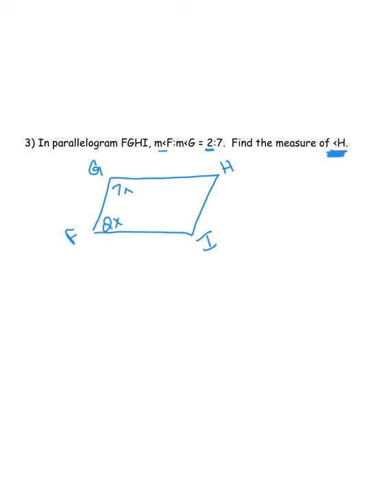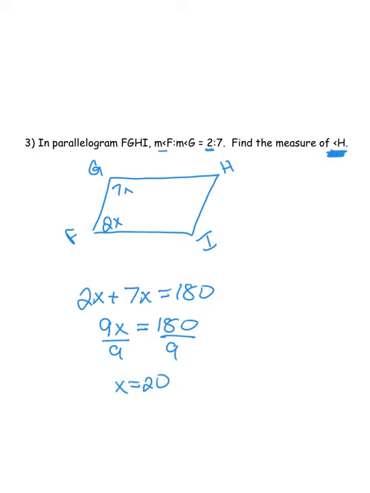If I look at these two angles, they're next to each other, they're consecutive. So that means that they add up to 180 degrees. I get 9x equals 180. If I divide by 9, I get x is 20 again. I have to go back and read. We want angle H. So if I look at this question, H is across from F, so it's got to be the same. So instead of 2x, it's going to be 2 times 20, which is 40. So angle H is 40 degrees.